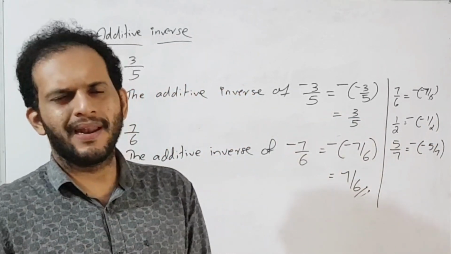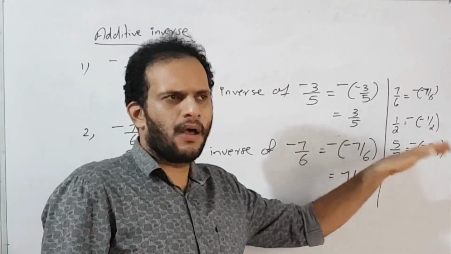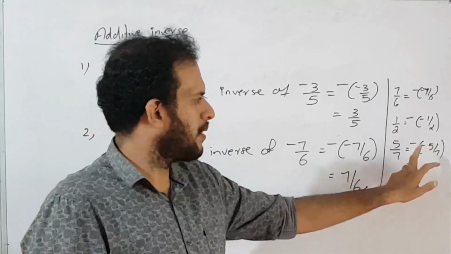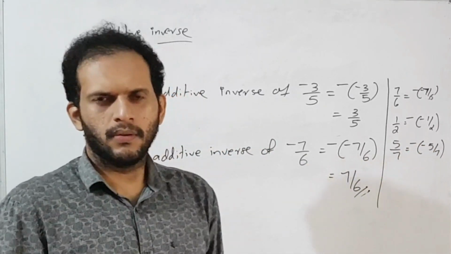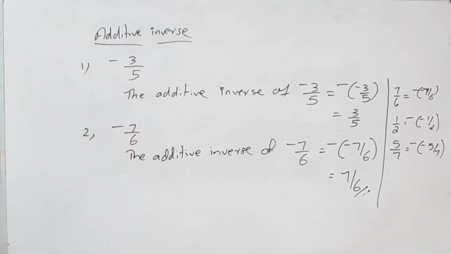ഒരു പോസിറ്റീവ് നമ്പറിനെ നെഗറ്റീവിലേക്ക് കൺവേർട്ട് ചെയ്യുന്നത് എങ്ങനെയാണ്? 5 by 7 എങ്ങനെയാണ് നെഗറ്റീവിൽ എഴുതുക? മൈനസ് മൈനസ് 5 by 7. രണ്ട് മൈനസ് അടുപ്പിച്ച് വന്നാൽ എന്താവും? പ്ലസ് ആവും. Okay, I think you got the idea how to write the additive inverse of a number.